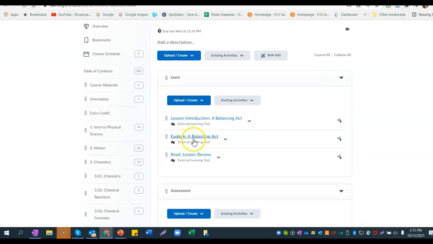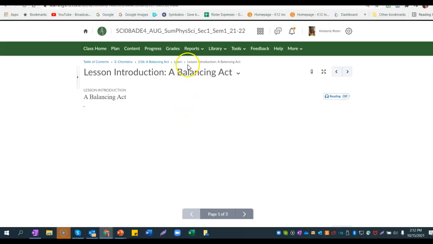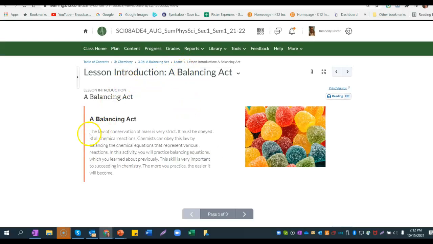For the balancing act, we're going to get into the lesson introduction. And if you take a look, the law of conservation of mass is very strict. It must be obeyed in all chemical reactions. Chemists can obey this law by balancing the chemical equations that represent various reactions. In this activity, you will practice balancing equations, which you learned about previously. This skill is very important to succeeding in chemistry. The more you practice, the easier it will become.